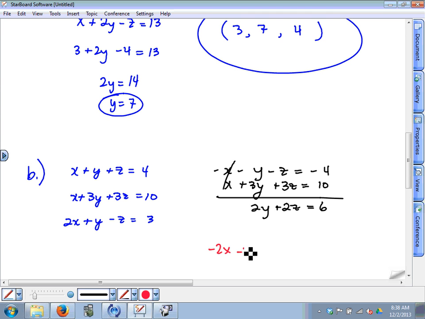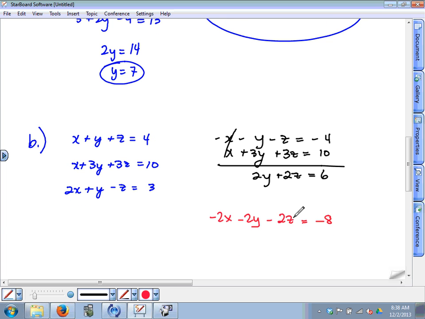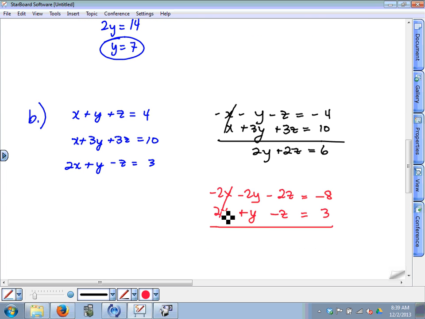It becomes negative 2x minus 2y minus 2z is equal to negative 8. Bottom equation stays the same, 2x plus y minus z is equal to 3. x is gone. Combine your variables.